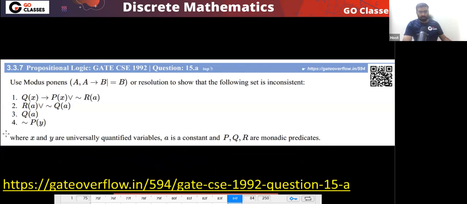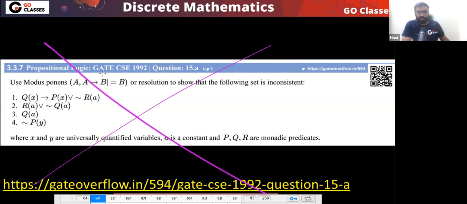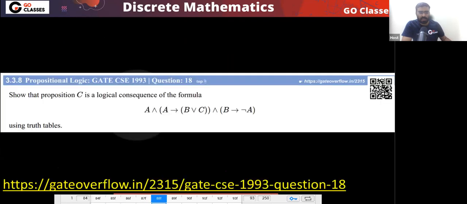Okay. Now, let's see this question. What about this question? This is a first order logic question. So we will solve this question in the first order logic session. At this point, we will not solve it. We will see this question in the first order logic session because right now we are discussing propositional logic. So do not worry about this question. We will take it in the first order logic session.